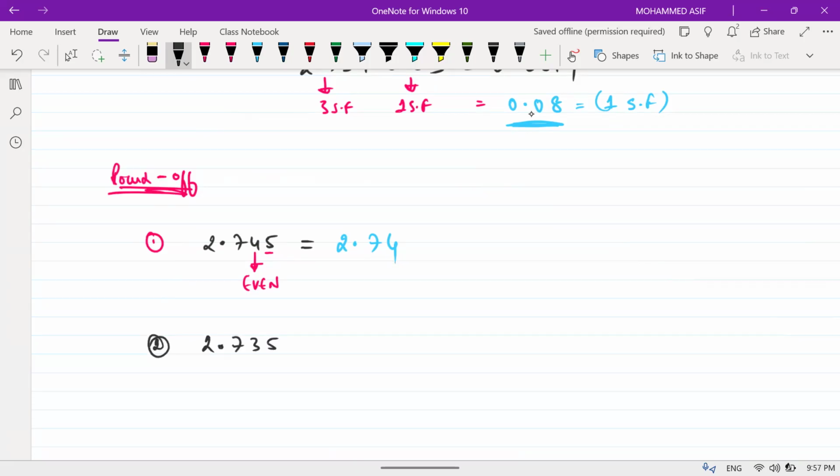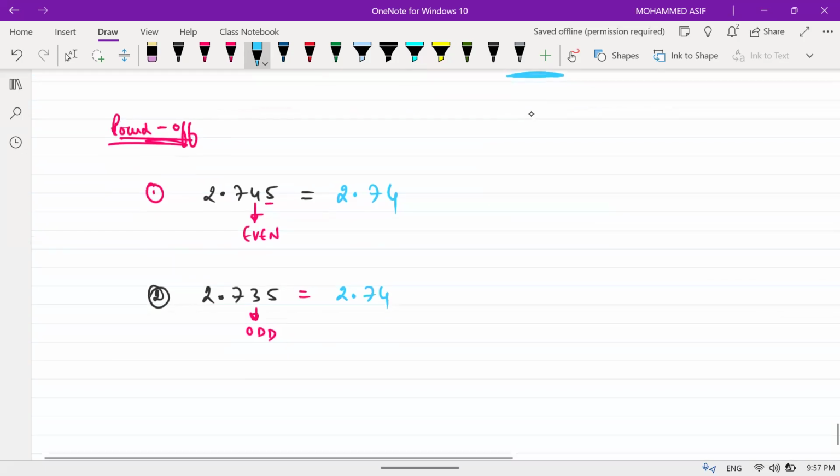2.735. That means if the last number is 5 and the preceding number is an odd number, then what do? Drop the 5 and increase the preceding number by 1. So for this one the answer is 2.74. Am I clear?